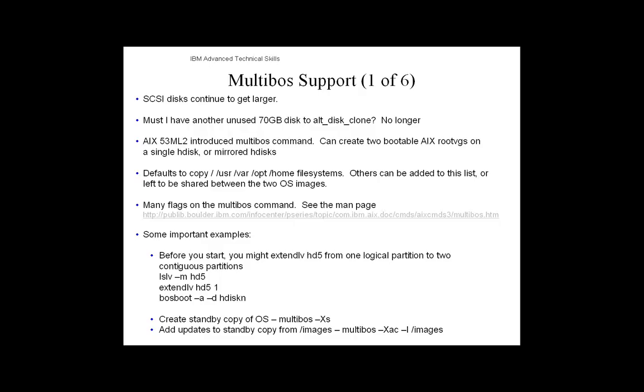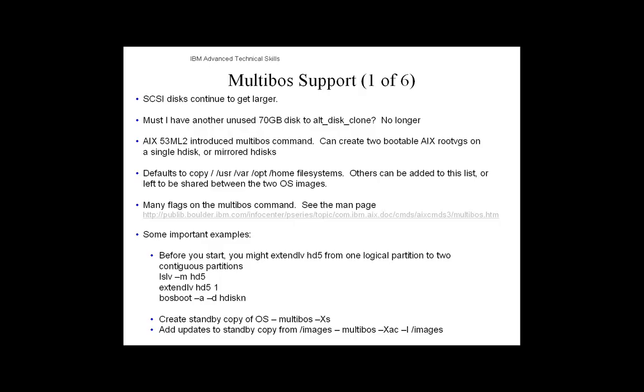The default is to copy the root file system, usr, var, opt, and home. You can add other file systems to that list if you've created your own local file systems in rootvg. If you don't include them, they will be shared by the two OS images. So if I boot the active copy, I will still mount the local file systems. If I boot the standby copy, I still mount the local file system. So it'll mount in either copy of the operating system if there isn't a copy of it made.